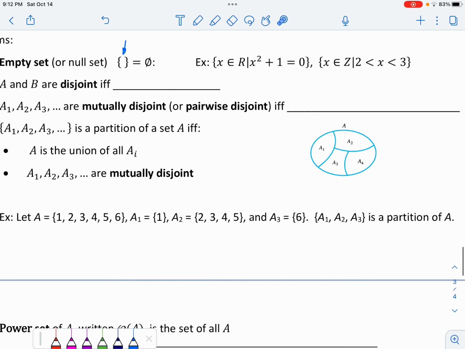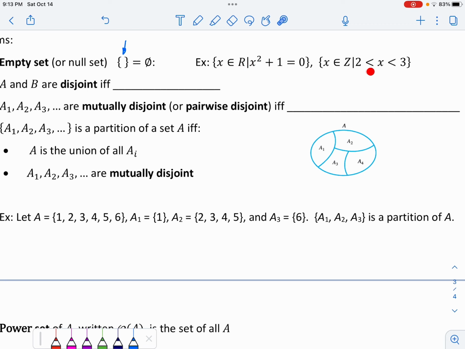For instance, this is a null set: x is a real number where x squared plus 1 is equal to 0. There's no way you can find x so that x squared, which will never be negative, plus a positive number will be 0. There's no way, as long as x is a real number. I do know that x could be complex, but we are talking about real numbers, and there's no such real number. So therefore, this is actually a null set.